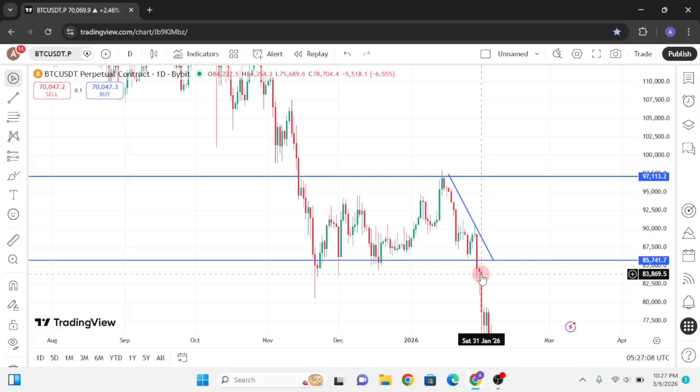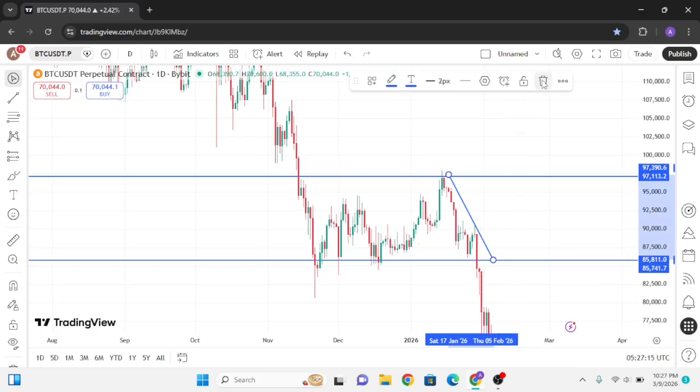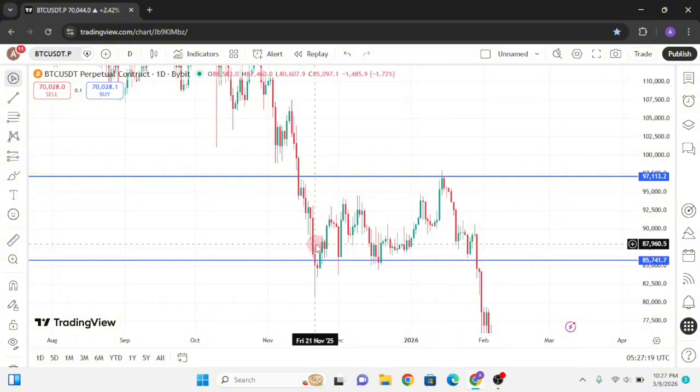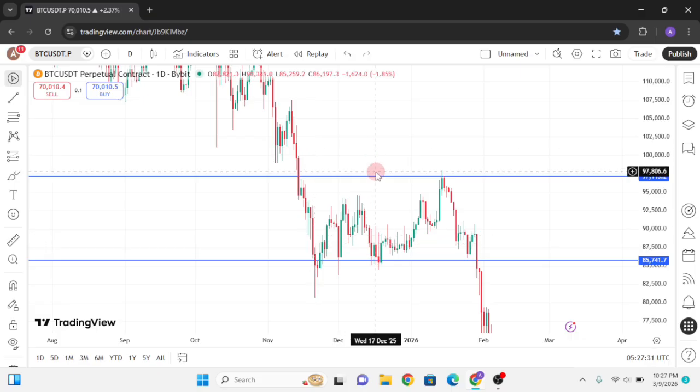Now, the third market condition is sideways. You already know uptrend, you already know downtrend. Now let's talk about sideways. We even call it consolidating or ranging. The price is bouncing between a clear support level below and a clear resistance level above. You see, this is the resistance level, this is the support level.